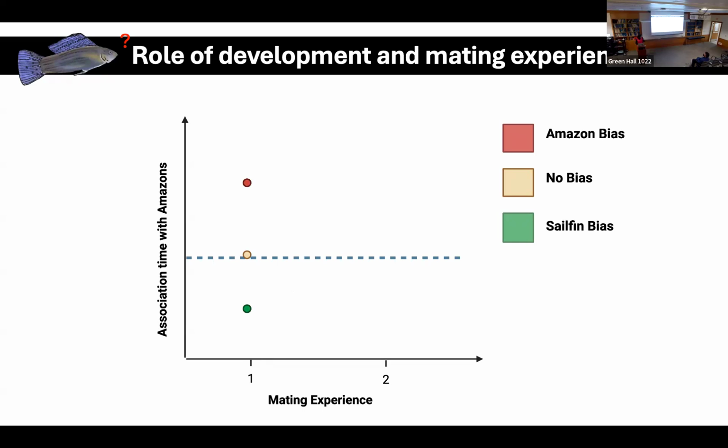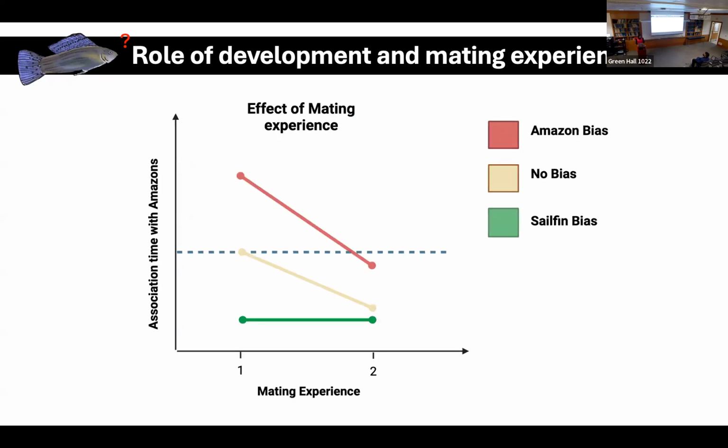So when it comes time to have a second mating experience, they've already gained some information from mating with these females. I expect them to maybe get better at choosing the sailfin. So the ones that were raised in an Amazon biased environment, the ones that were raised with no bias, both of them gain new information from this mating experience, and they adjust their choice accordingly. So if mating provides them with new information, this is what I expect to happen.